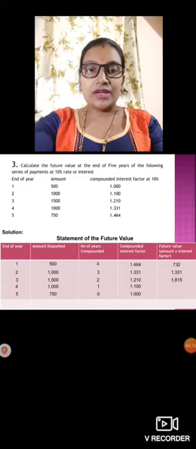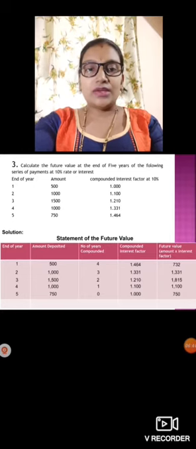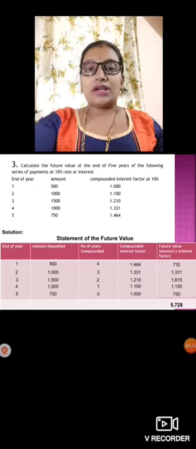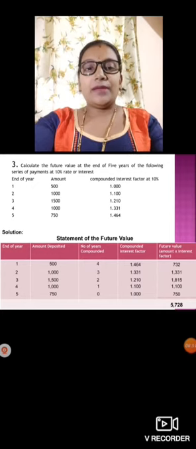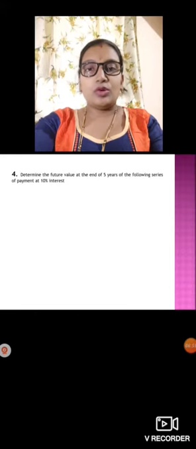How much we will get? 1815. Then 1000 into 1.100. How much we will get it as? 1100 again. Then 750 into 1.000. You'll get it as 750 itself. So total we will check how much we will get. 5728. Okay, I hope you are clear with these sums. Okay, if you get any doubt you can get it clarified, then solve the homeworks.